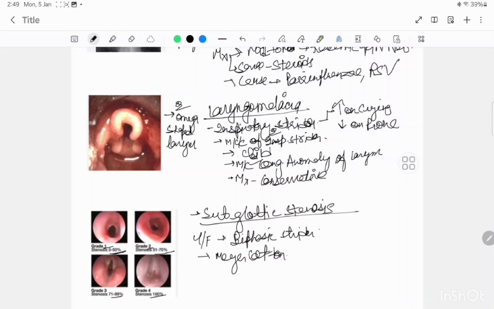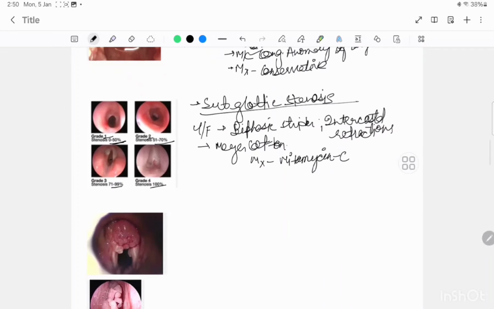So the clinical feature is biphasic stridor. Along with that, intercostal retractions are also present. Management is mitomycin C, which is used after the treatment.